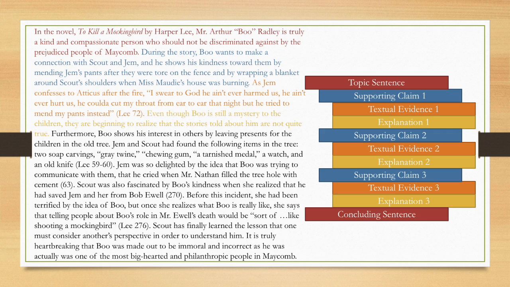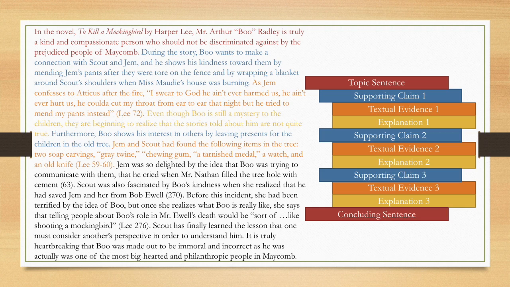So let's keep reading. "Furthermore, Boo shows his interest in others by leaving presents for the children in the old tree." So this is another supporting claim. This is another reason he is a compassionate person. "Jem and Scout had found the following items in the tree: 2 soap carvings, gray twine, chewing gum, a tarnished medal, a watch, and an old knife." So here we have another piece of textual evidence.